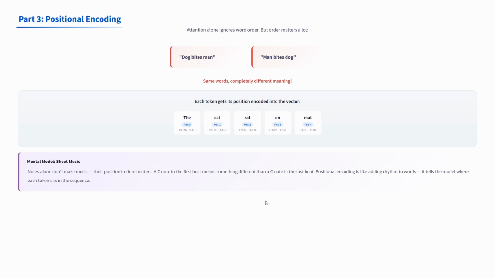Here's a mental model for you to keep in mind. Musical notes alone don't make music, right? Their position in time matters. A C note played on the first beat means something different than a C note on the last beat. Position encoding is like adding rhythm to the words. It tells the model where each token sits in the sequence. So dog bites man and man bites dog become clearly different.